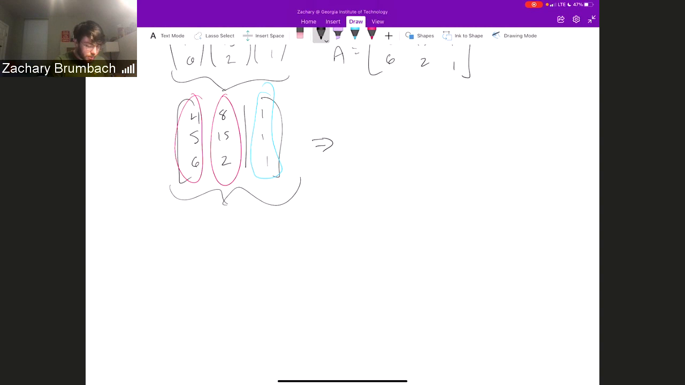And this would be a good exercise if you want to look at row reduction and do it for yourself, just to make sure you're able to do it.